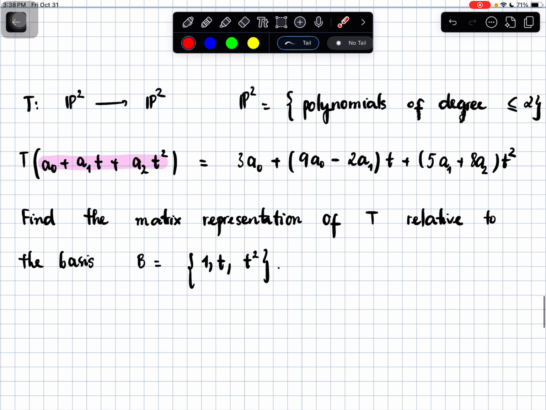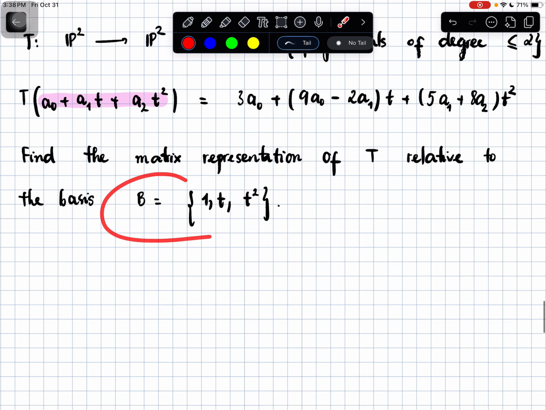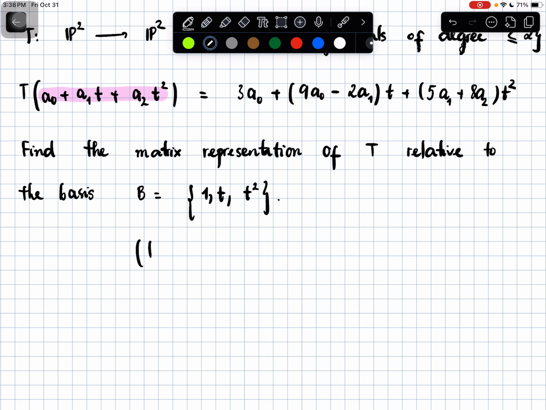And this transformation T is from P2 to P2. It sends this polynomial to this one. We need to find the matrix representation of T relative to the basis B, the standard basis. B is the standard basis for P2.